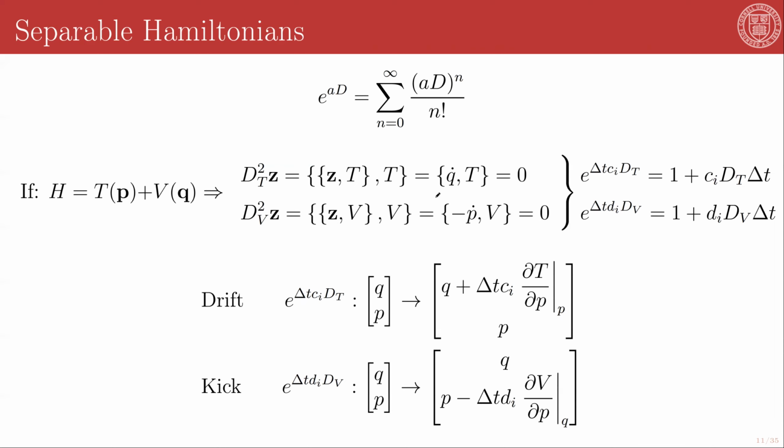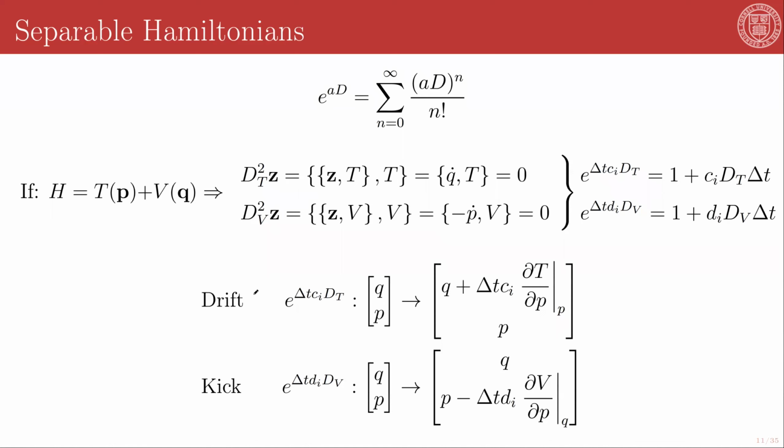Prove this to yourself, please, by going back to look at the formal definition of the Poisson bracket and coupling it with Hamilton's equations. And similarly, D_V operating on D_V z, or D_V squared z, is the Poisson bracket of the Poisson bracket of z with V, which evaluates to negative p dot, Poisson bracket with V, which is similarly 0 by this assumption. If we couple this with this infinite summation, it's no longer infinite. e to the delta t c_i D_T is going to be just 1 plus c_i D_T delta t. And e to the delta t d_i D_V is similarly 1 plus d_i D_V operator delta t. And that means that the propagations of the coordinates and the momenta can be fully separated from one another in the case of these separable Hamiltonian systems.